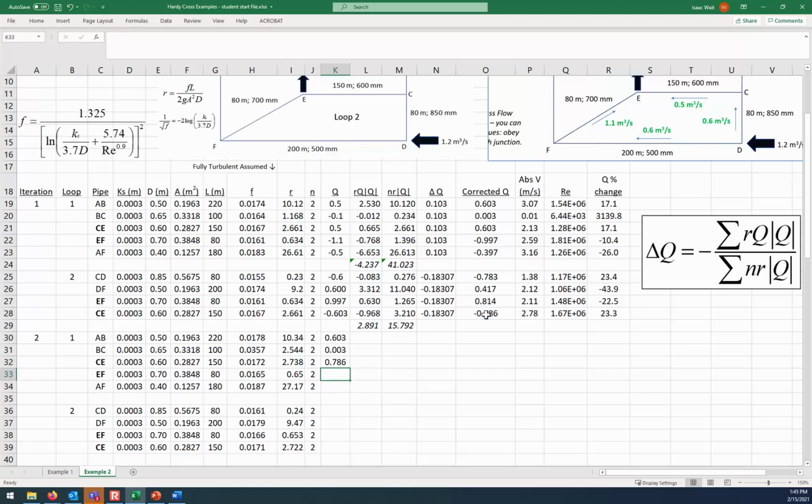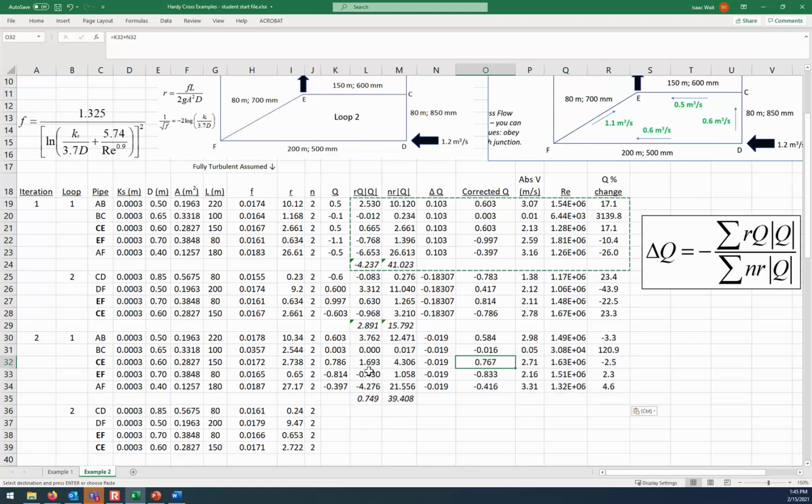Okay, and where's my best guess for EF? The latest and greatest is equals minus, here it is. And then AF is only in a single loop. So AF, my best value for guess of flow rate is that one. Okay, now all of this, in fact, all of these, we can go this far. I think we can go this far, that far, that far. So we can do all of this in a single paste. So Control C and Control V.